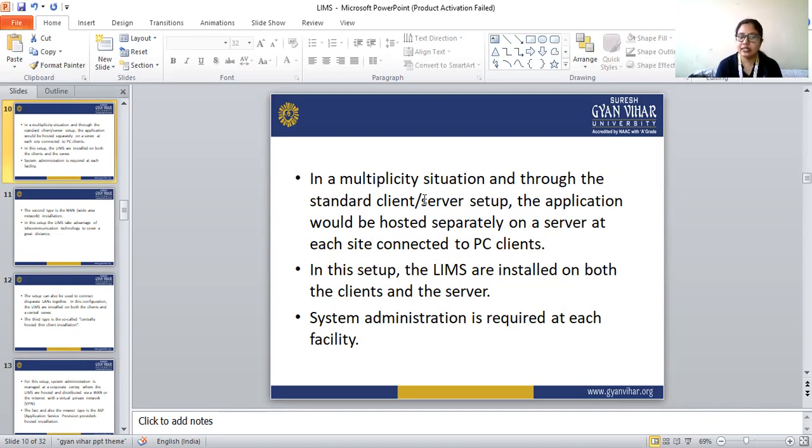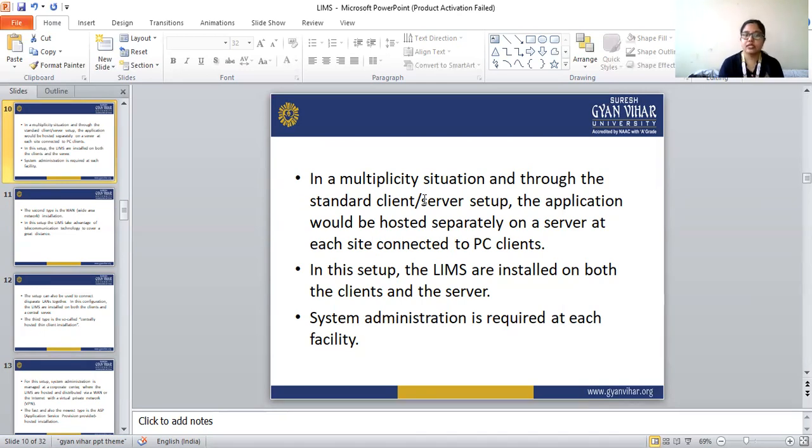And in this setup, the LIMS are installed on both the client and the server. So in this LAN, local area network system, LIMS are installed on both client and server. The same LIMS are installed in the client system and in the server system. So system administration is required at each facility.